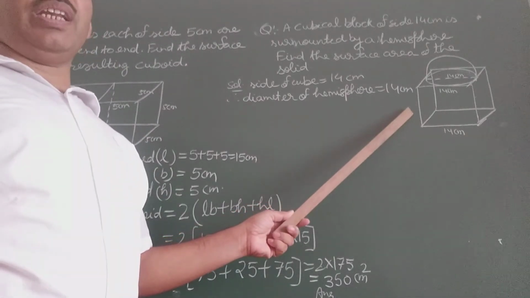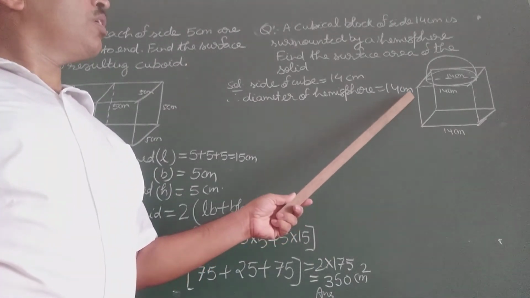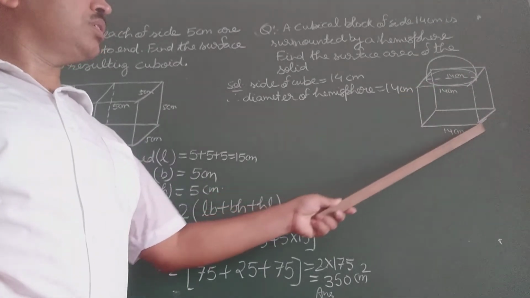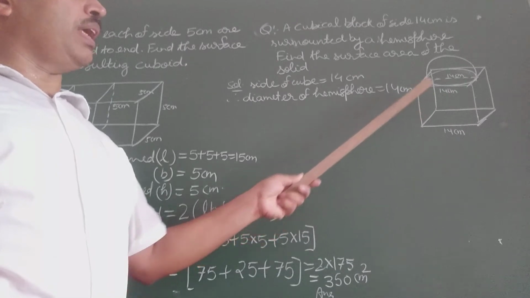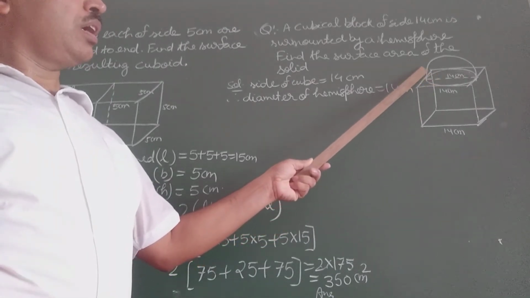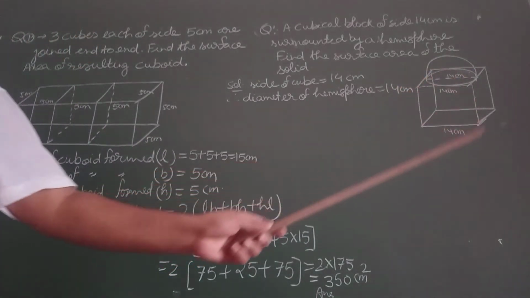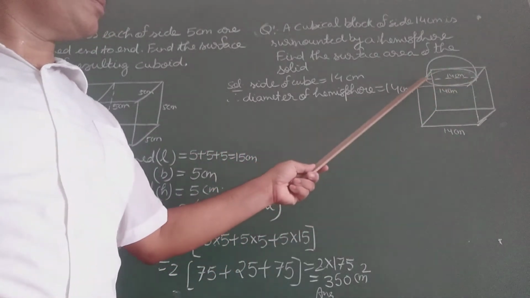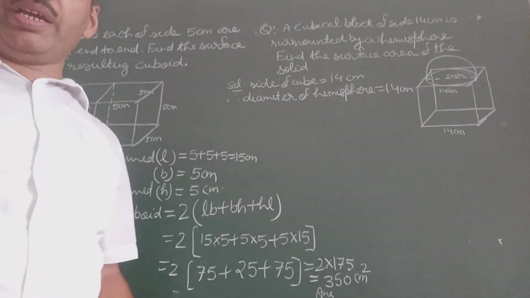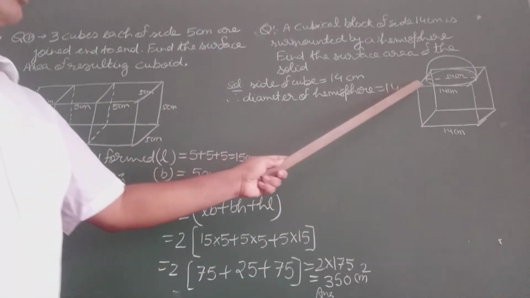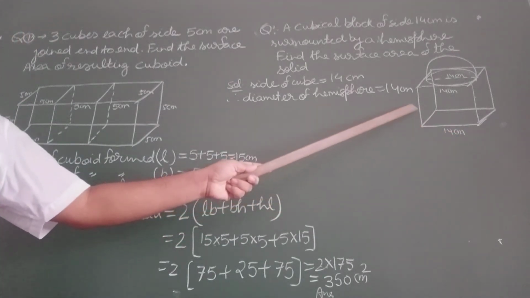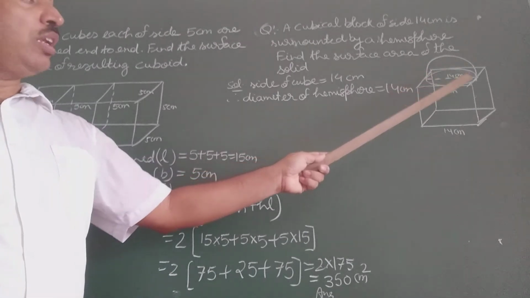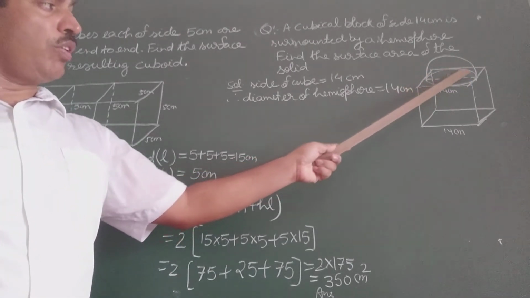To get its surface area, we can first find out the total surface area of cube plus curved surface area of hemisphere minus area of base. Correct? So it's the total surface area plus curved surface area of hemisphere. Now we have to subtract the area of base.